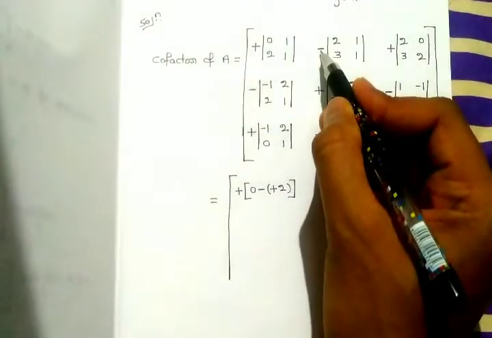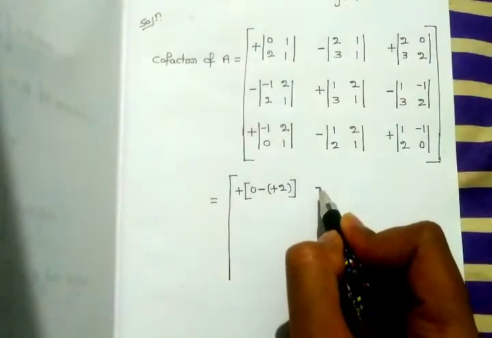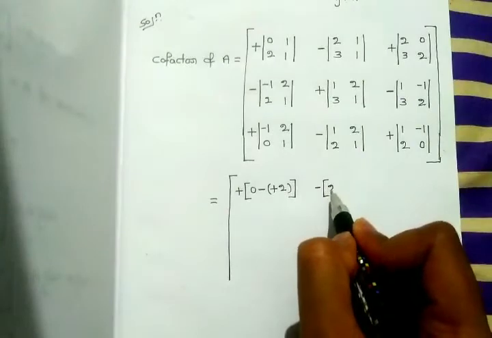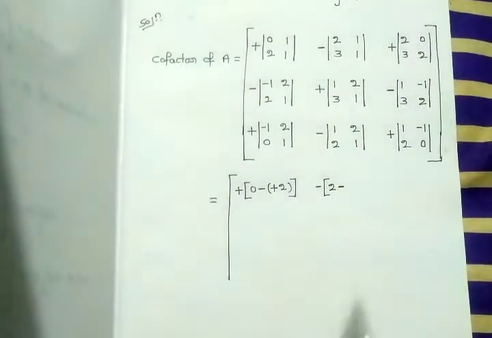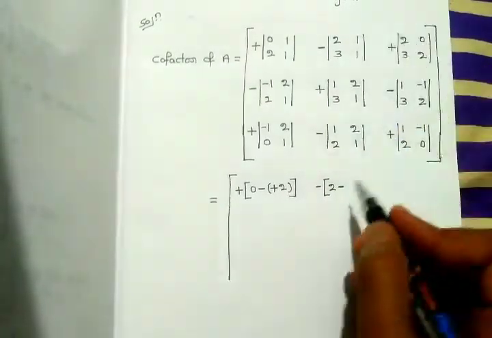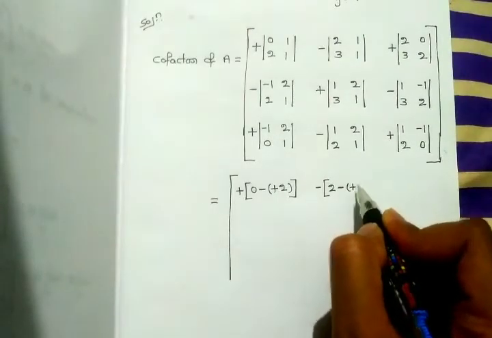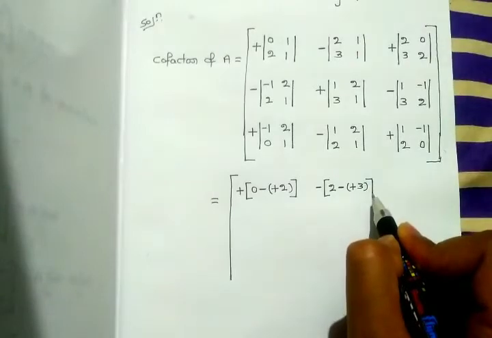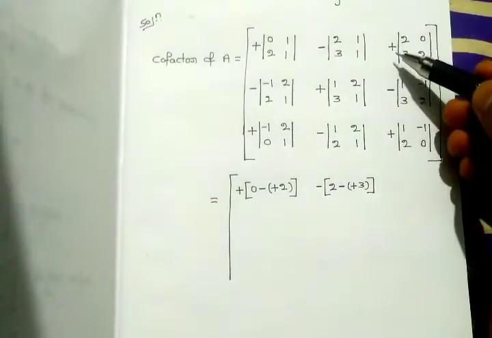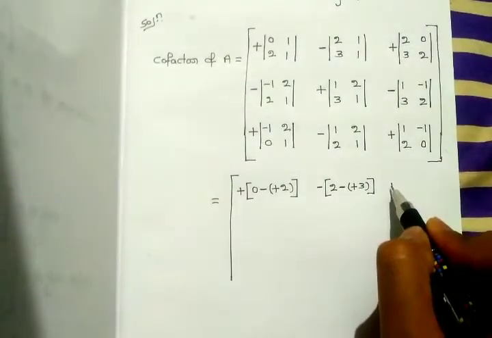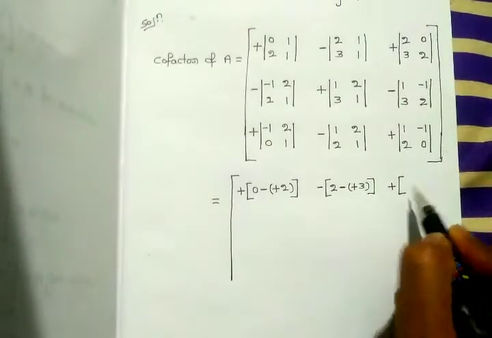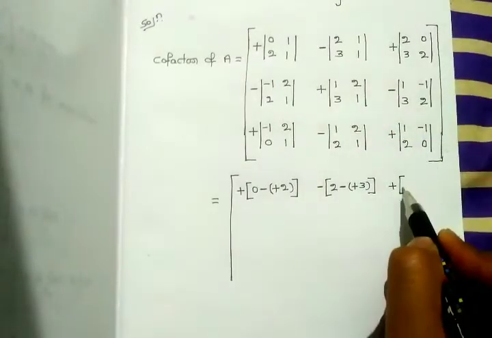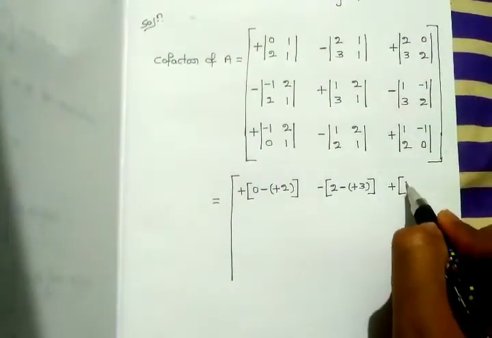Next, outside which sign here? Minus. So mention here minus. Again in bracket, 2 into 1 is 2. Middle which sign? Always negative sign. Plus into plus is plus, so mention here plus. 3 into 1 is 3. Next, outside plus sign, mention here plus sign. Again in bracket, 2 into 2, plus into plus is plus only. 2 into 2 is 4.